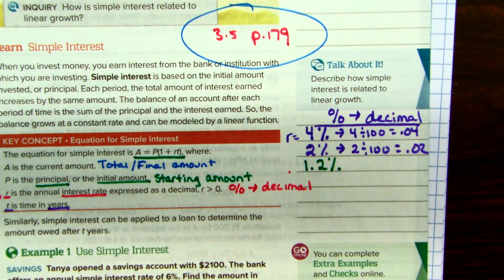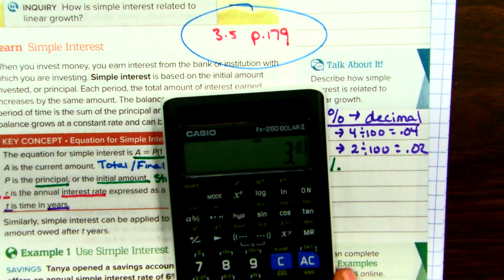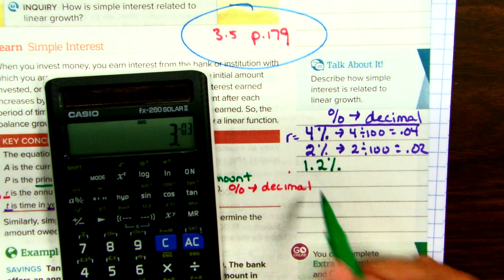There's one it doesn't work. Why? 0.3 divided by 100. Yeah. Okay, so let me change that. Well, we'll just do it.